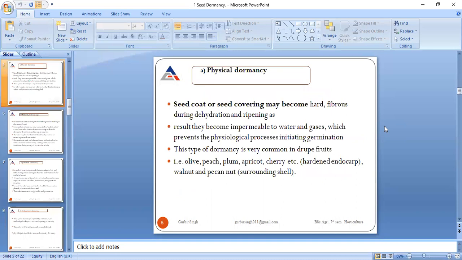Number one is physical dormancy. Seed coat or seed covering may become hard and fibrous during dehydration and ripening. As a result, they become impermeable to water and gases, which prevents the physiological processes initiating germination. This type of dormancy is very common in true fruits. Examples: peach, plum, apricot, cherry, walnut, etc.